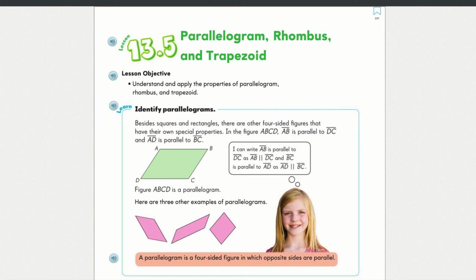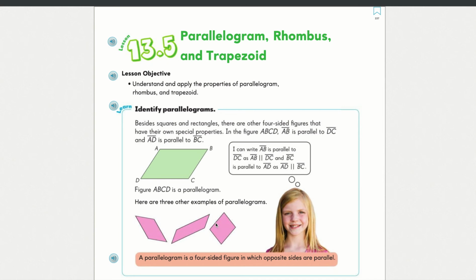In the figure ABCD, line segment AB is parallel to line segment DC, and also line segment AD is parallel to line segment BC. So figure ABCD is a parallelogram. And here are some other examples of parallelograms. A parallelogram is a four-sided figure in which the opposite sides are parallel.